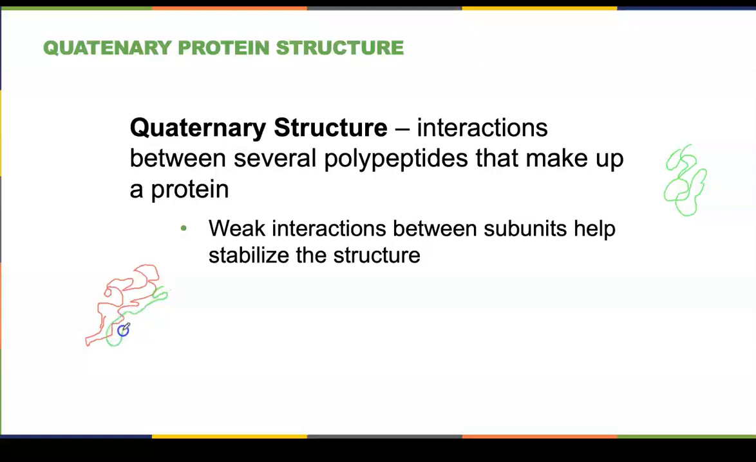I'm going to try to draw the same structure. I won't be able to get it exactly the same. There are going to be the same kinds of interactions between the two chains that will help hold them together in a particular orientation. So for proteins that have more than one polypeptide, the structure that they take when held together is referred to as their quaternary structure.